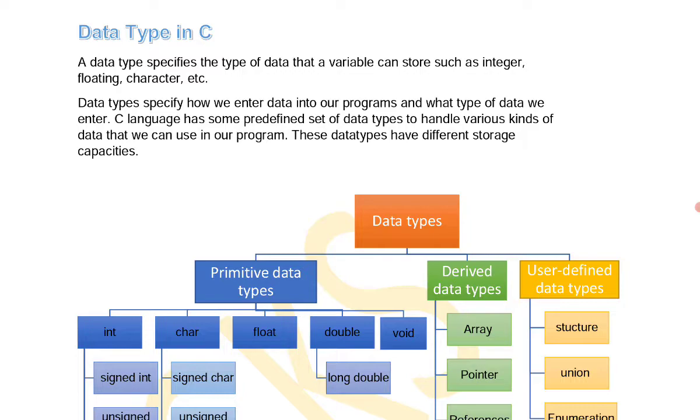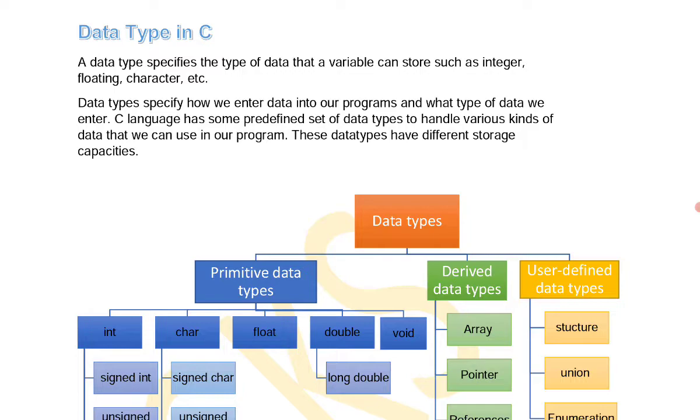Data types specify how we enter data into our programs and what type of data we enter. So generally data types clearly describe what the different data items or variables are that are used to store the data or information in the memory, and which type of data is stored in the internal part of a memory. Data types specify how we enter data into our programs and what type of data we enter.